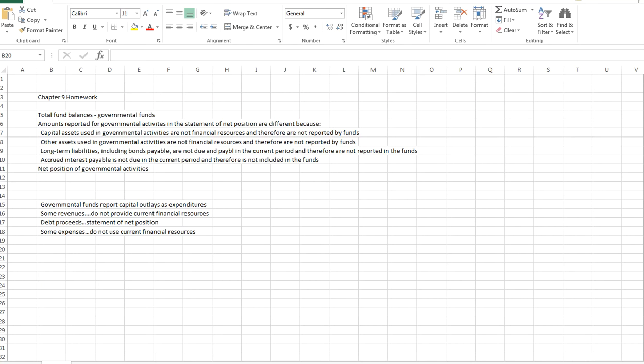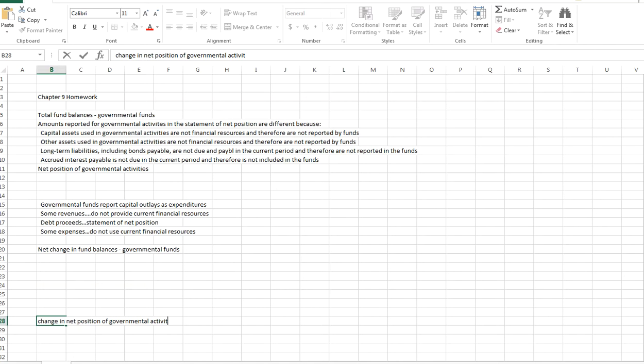I was going to see if it gave you any hints on this one. Reconciliation of the change in governmental fund balance to the change in net position of governmental activities. It's very similar to these, but again, just a little bit different. In this one, we've got the net change in fund balances, governmental funds, and you're reconciling that to the change in net position of governmental activities.